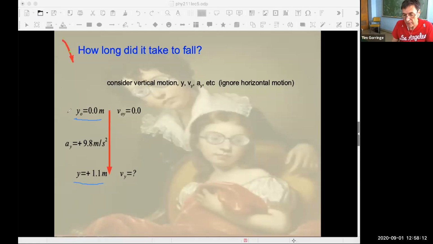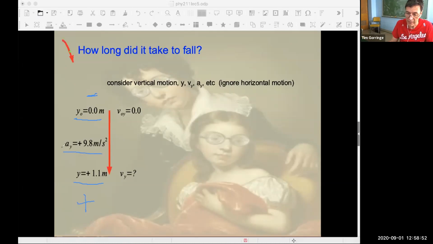So I made a couple of choices here that are just choices. You could solve this problem a different way, but I chose to call the location of the platform y naught, the initial position, that's 0 meters, and the final position when it strikes the ground plus 1.1 meters beneath the platform. That means I'm calling downwards the positive direction. Upwards would be a negative direction. And that's a choice. So these are my initial and final coordinates.